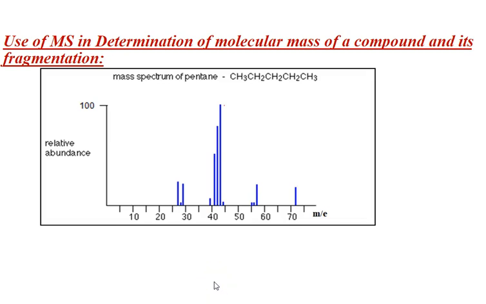Now, this mass spectrum of this compound is as is shown. The mass spectrum is actually a graph showing relative abundance of peaks and the m over e for each peak.